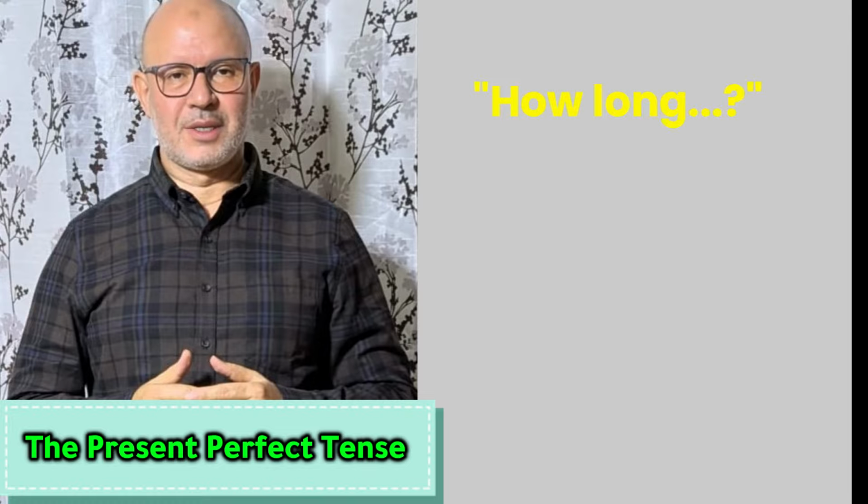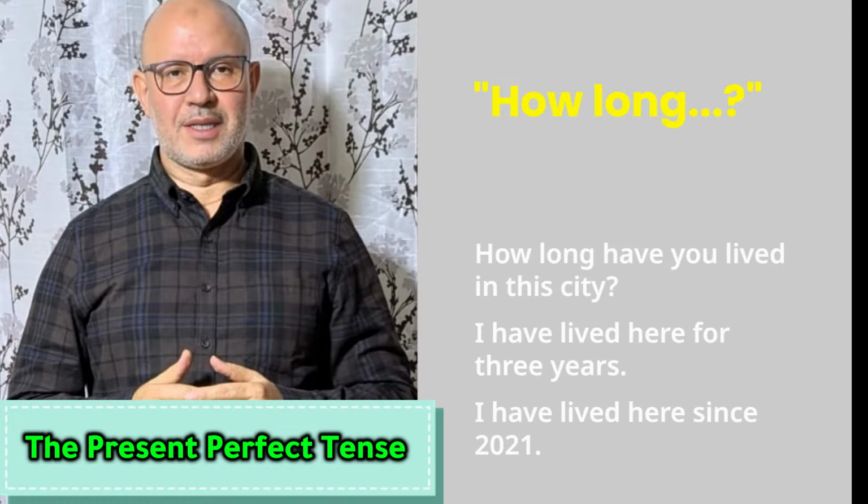We often use how long questions with this usage. For example, how long have you lived in this city? The answer might be, I have lived here for 3 years, or I have lived here since 2021.